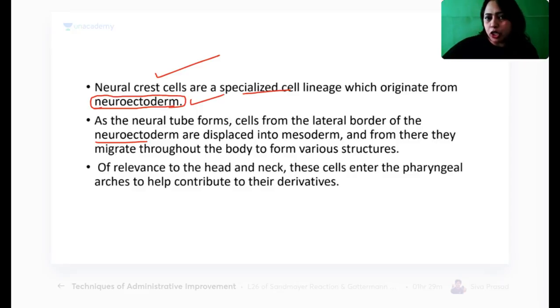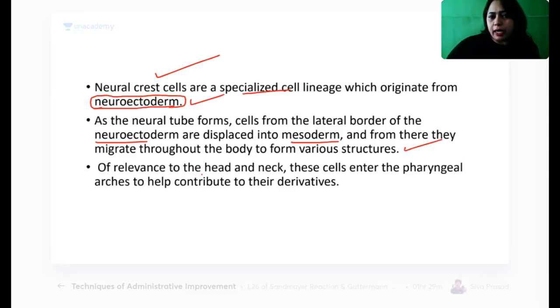Now here, as the neural tube is formed, the cells from the lateral border of this neuroectoderm are displaced, and they are displaced into the mesoderm as well. And from there, what happens to them? They migrate throughout the body to make various other structures. So it contributes to various other structures. There is a list of structures it contributes to. We'll talk about all that.